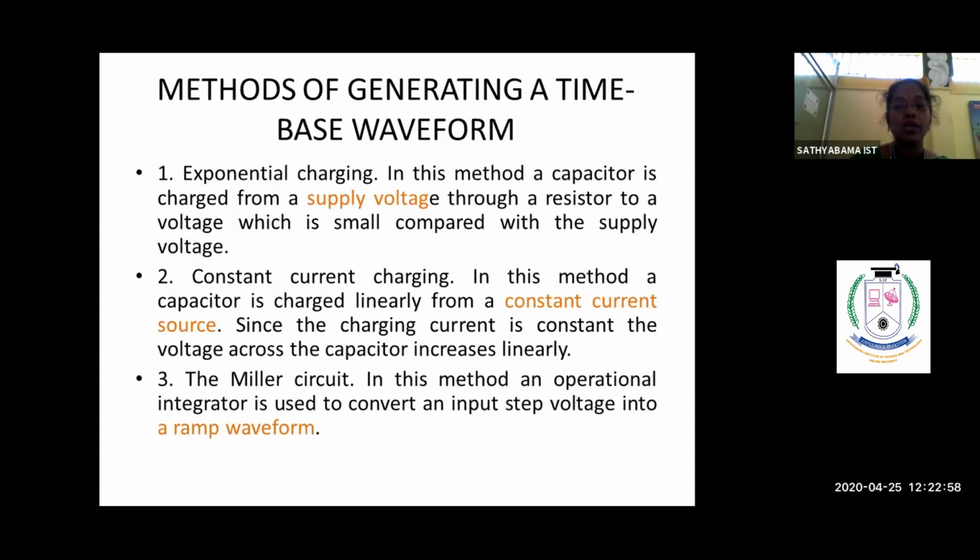The third type is called the Miller circuit. In this method, an operational integrator is used to convert an input step voltage into a ramp waveform. What is the reason for using an operational integrator? Last semester you studied in signals that when you integrate a step input waveform, we get a ramp waveform. Already we proved that. So we use an operational integrator to convert a step input voltage into a ramp waveform, because most of our oscilloscopes need a ramp waveform.